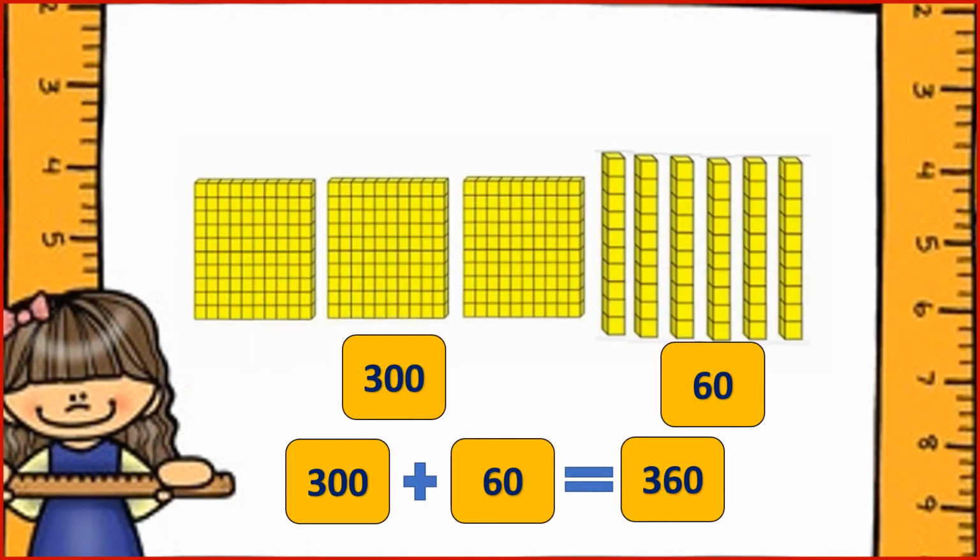Now let's see one more example. Children, here we have how many layers of 100? 3 layers of 100. So it makes 300. And we have 6 rods which represent 6 tens, which makes 60. And there is nothing in ones place. So we will write it as 300 plus 60 is equal to 360. Very good.